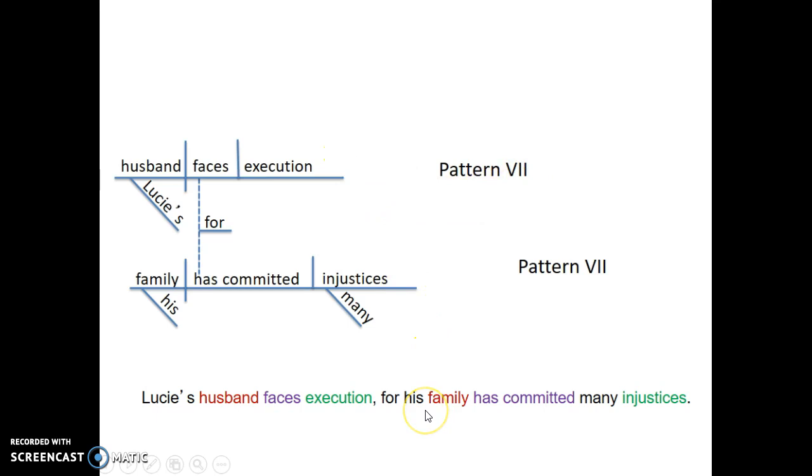We move on, and we have family as our subject of the next clause. Has committed are the verbs. Committed what? Injustices is the direct object. Another pattern 7. We add in our possessive and our modifier under injustices, and we've got that one done. So all that's left to do is to connect the two. And we've got the for as our coordinating conjunction. So the dotted line connecting the 2 verbs has the for attached to it.